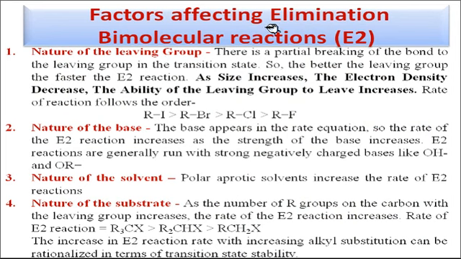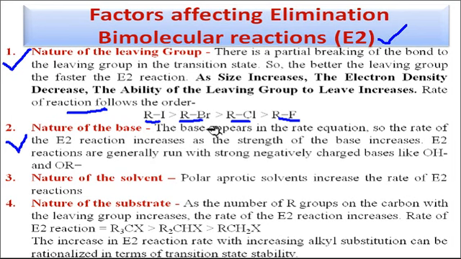Now, the factors affecting the E2 reactions. First is the nature of the leaving group. As the size of the leaving group increases, the electron density decreases. So the ability of the leaving group to leave the carbon atom increases. Hence, the rate of reaction of different alkyl halides towards the E2 reaction is: alkyl iodides are more reactive than alkyl bromides, then alkyl chlorides, and alkyl fluorides are the least reactive towards the E2 reaction.